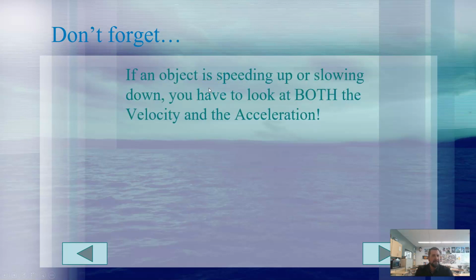Okay, and then one thing not to forget, and I said this earlier but it's really important: if you're looking to see if an object is speeding up or slowing down, you have to look at both the velocity and the acceleration. Velocity by itself will not tell you that. Acceleration by itself will also not tell you that. You have to look at both of them and then compare the two.